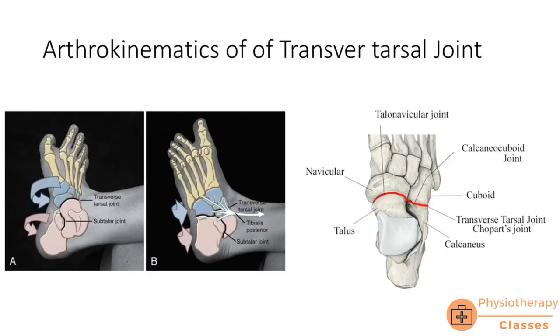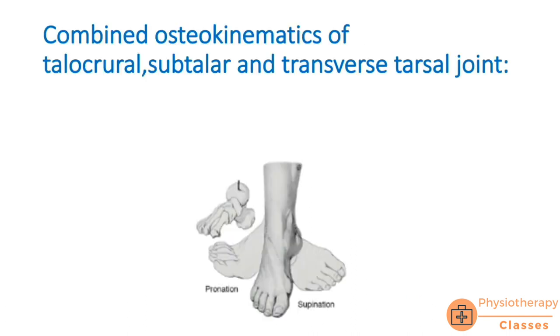Now coming to arthrokinematics of the transverse tarsal joint, the navicular bone will slightly spin on the head of the talus and slide laterally during eversion, and during inversion it will spin on the head of the talus and slide medially. Coming to combined osteokinematics of the talocrural, subtalar and transverse tarsal joint.